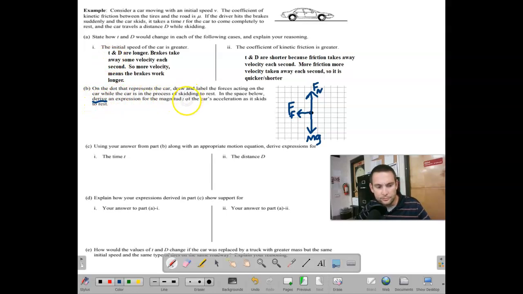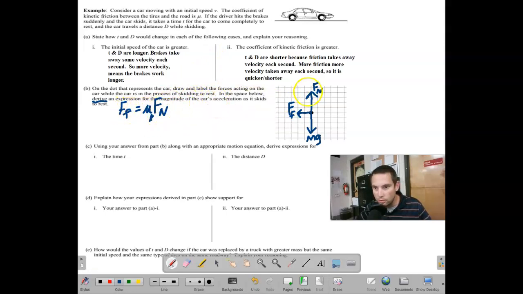Okay. So let's see. Equation that's given to us. We know the frictional force equals mu Fn. In this case, we're skidding, so we're sliding. So this is mu K. If we were not sliding, if we were just rolling along, then it would just be mu S. So we know frictional force equals that.